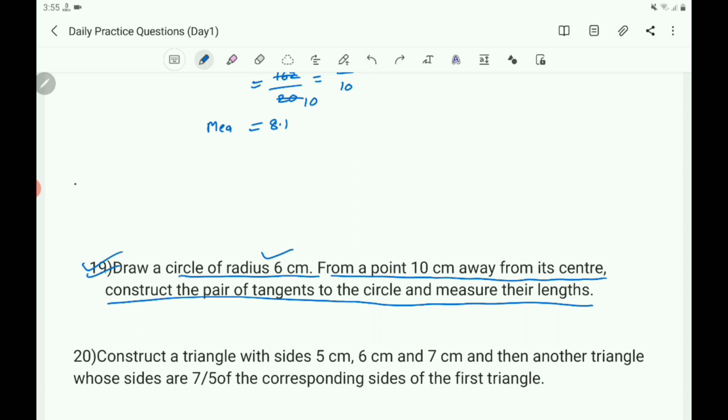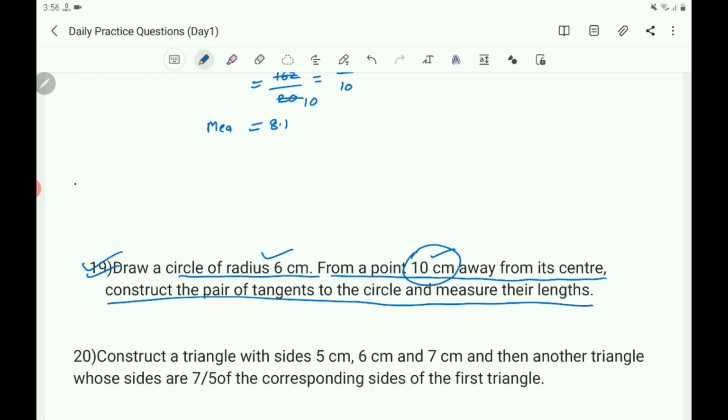If you name it AB, then with A as a center, draw a circle of radius 6 cm, and draw a perpendicular bisector to the line and get the midpoint of that line. With that midpoint as a center, draw a circle which passes through both the endpoints of this 10 cm line, the center and the external point, and the point at which both the circles meet is the point of contact.